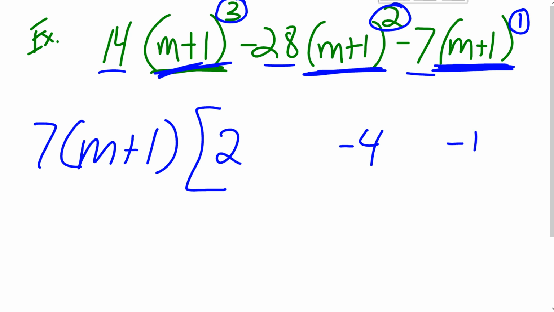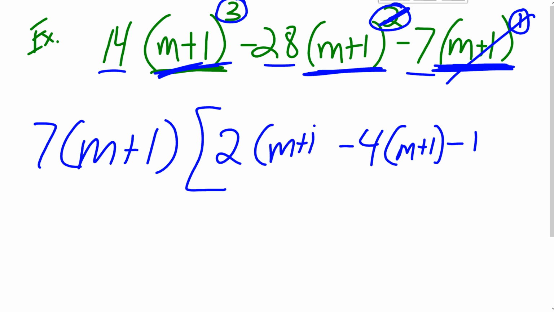So when I factor out, I'm actually dividing. So I'm taking out an m plus 1. So m plus 1 over m plus 1, that's going to be gone. Here there's 2 of them. I'm going to take out 1, so there's still 1 left. Okay. And then here, there's 3 of them. I'm going to take out 1, so there's 2 of them left.